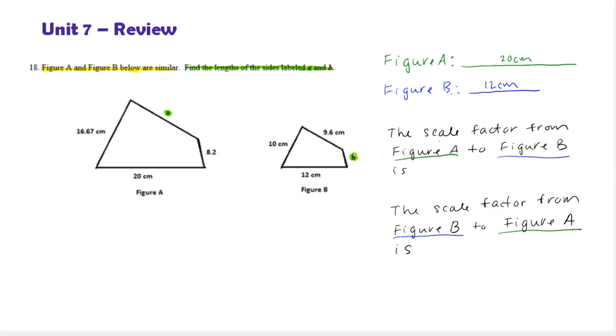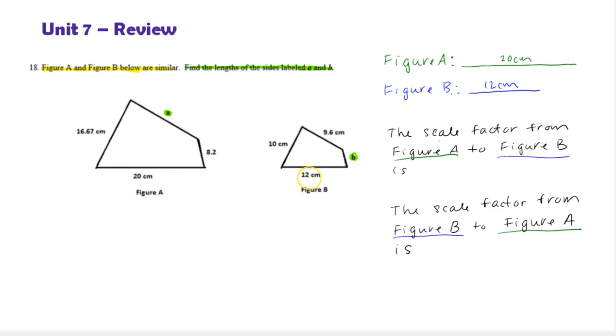Since we're told that these figures are similar, that means that there's a scale factor that exists to scale figure A to the size of figure B, and another scale factor to scale figure B to the size of figure A. And once we find that scale factor, we can use it and other given information to find the missing sides. So first, notice that in order to find these scale factors, you need to know a side for both figures, corresponding sides for the figures.